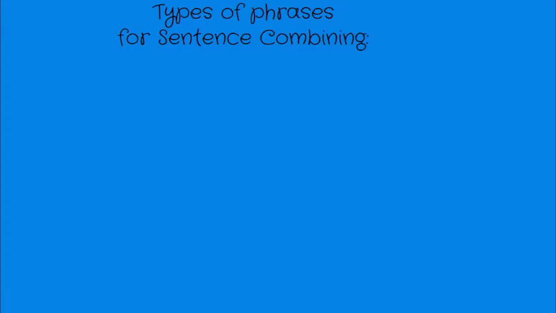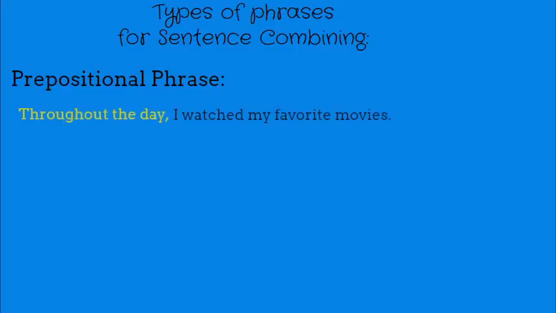Here are some examples of different types of phrases that you may encounter. The first one is a prepositional phrase. Throughout the day, I watched my favorite movies. Throughout the day is my prepositional phrase that begins with the preposition throughout and ends with the object, day.